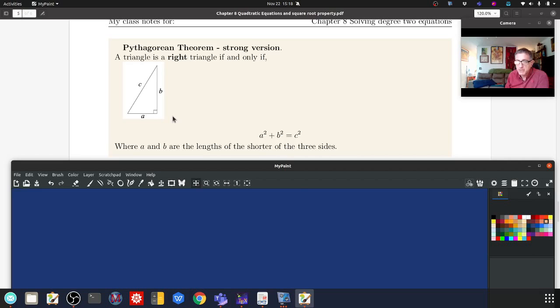So if we have a right triangle, then the legs, the shorter of the 2 sides, if I square them and add them together, then I get c squared, or a squared plus b squared is equal to c squared.